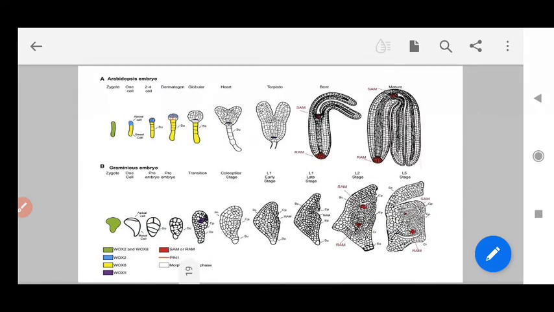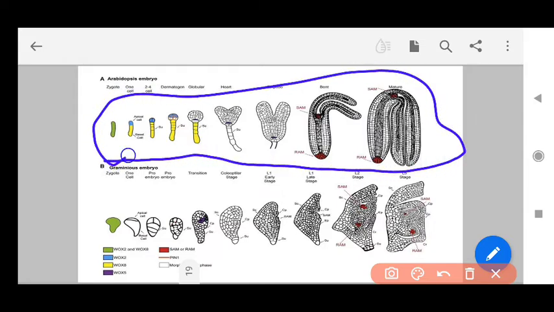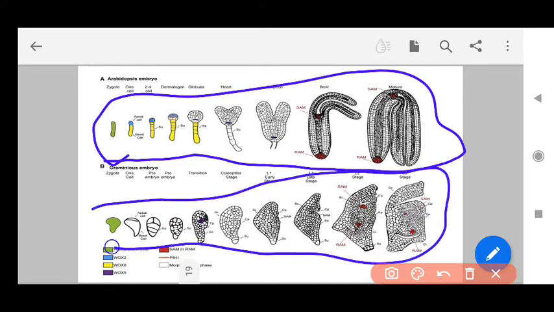So I think you may have cleared the concept about what are the monocots and what are the dicots. So in this picture also, here it is the total embryogenesis or embryo development of your dicot seeds, and this was the development of your monocot seed, okay.